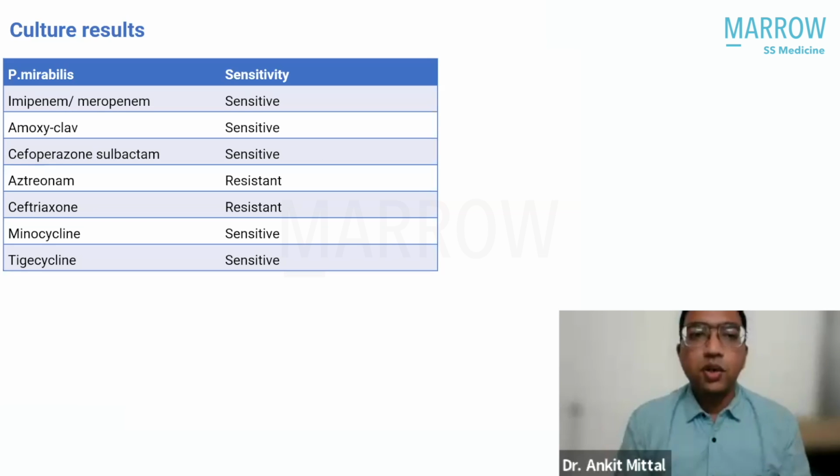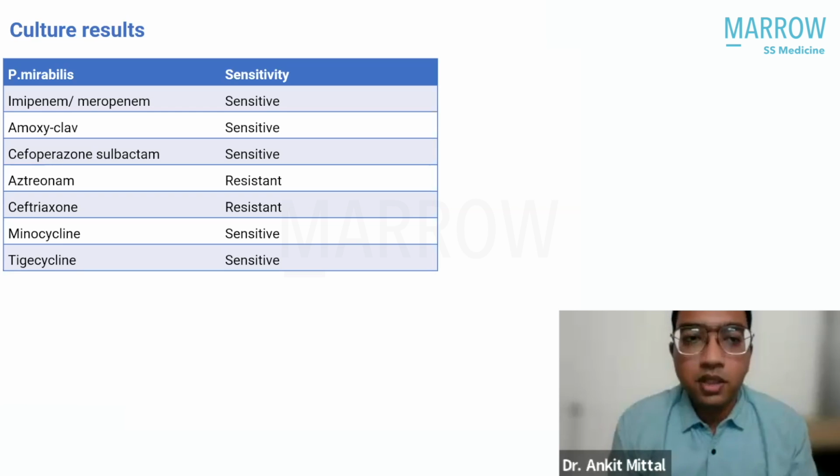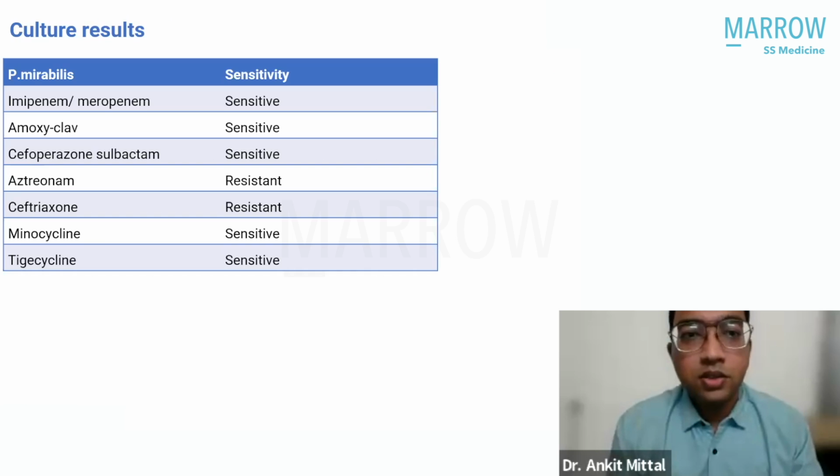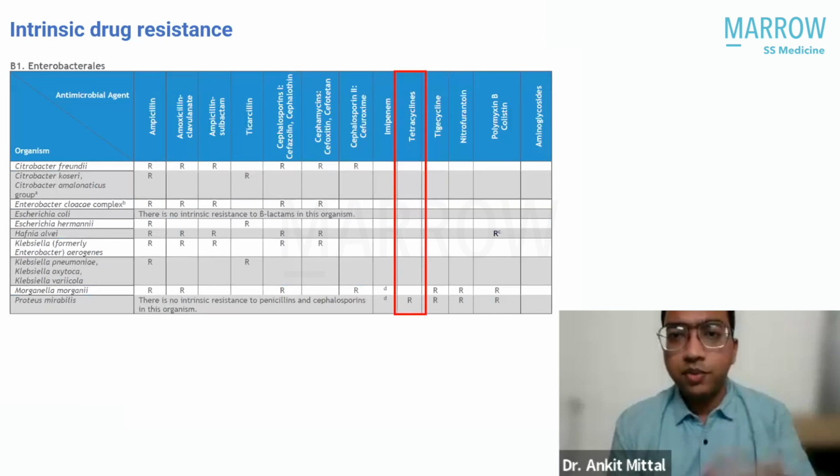The lab would usually not report it. This is just a hypothetical situation. So in this case, what you can actually do is you can either treat with carbapenems if the patient is sick initially, or you can just de-escalate to amoxiclav later and then discharge this patient on oral antibiotics. So this was in case of Proteus mirabilis.